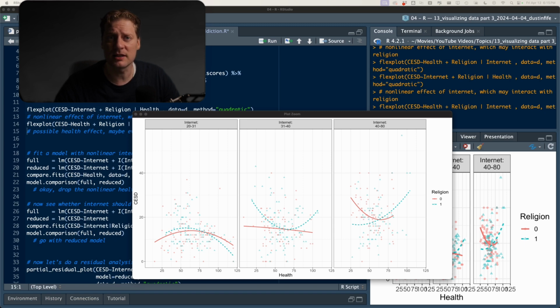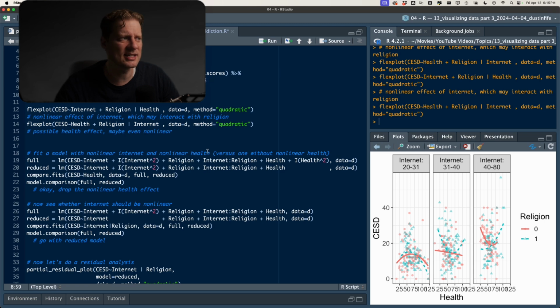So I'm going to start with a somewhat simple model. You might disagree with me. Actually, it's not that simple, but that's okay. So I'm going to model a linear effect of internet, and then a nonlinear effect of internet, or a quadratic, and then a religion main effect, an interaction between internet and religion, a health main effect, and then a quadratic of health.